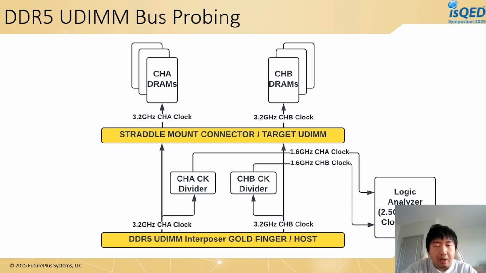So we only tap onto the DDR5 channel clock. The actual clock still goes straight up to the DRAMs on the DIMM. The 1.6 gigahertz channel A and channel B clocks, we just pass to the logic analyzer with all the signals we would like to probe.